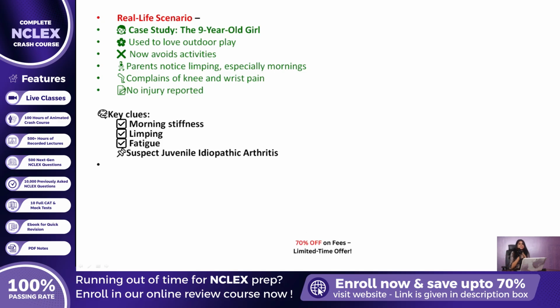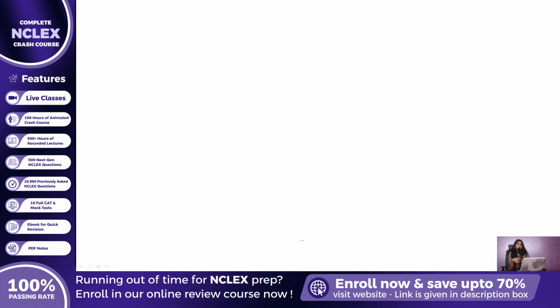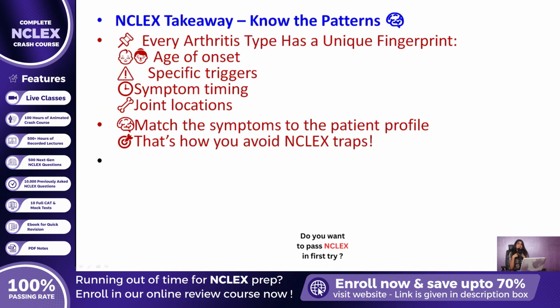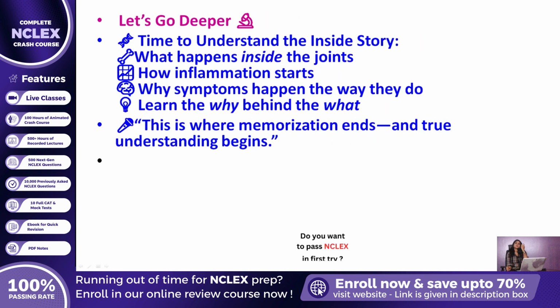So here is your NCLEX takeaway. Every type of arthritis has its own unique pattern. Whether it is the age group it affects, the triggers that cause it to flare up, or the timing of its symptoms, each one has a distinct fingerprint. If you can tie the symptoms to the right patient profile, you will never get these mixed up again. Up next, we will break down the pathophysiology and what is really going on inside those joints.